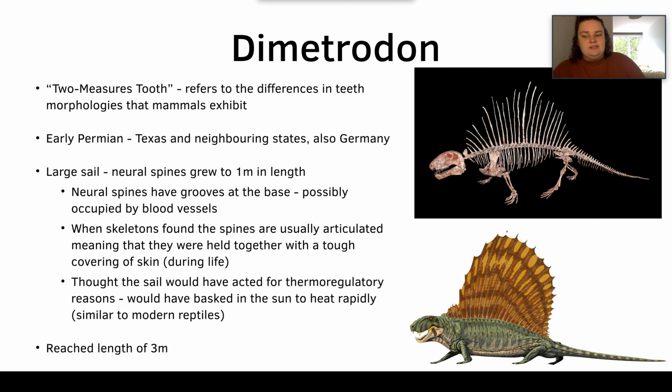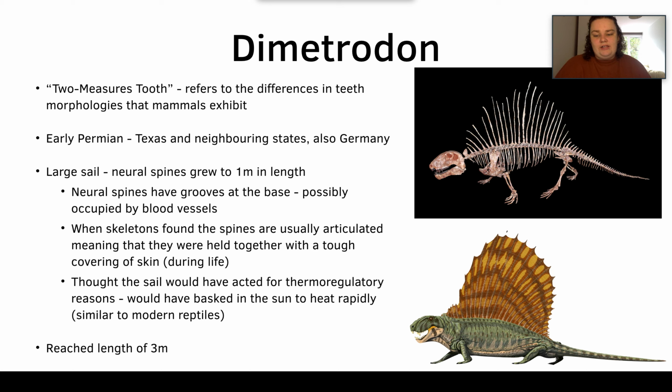So the most famous example, like I say, is Dimetrodon. And Dimetrodon means two measures tooth. And this refers to the difference in tooth morphologies. And as mammals, we all have different teeth, and they all have different functions. So we have the incisors, the canines, the premolars and the molars. And Dimetrodon exhibits this, which is really exciting. And these are found in early Permian rocks of Texas and neighbouring states. I'm trying to think of American geography, but they've also been found in Germany.